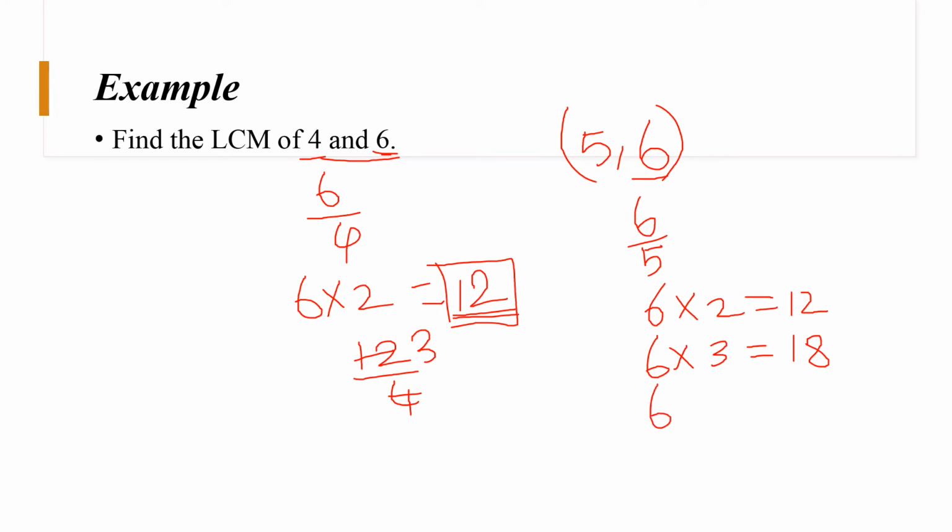6 multiplied by 4 gives you the value of 24. 24 is also not completely divisible by 5. So we have to choose the next multiple, that is 6 multiplied by 5 gives you the value of 30. 30 is completely divisible by 5, 6 times. So here the LCM for 5 and 6 is 30.